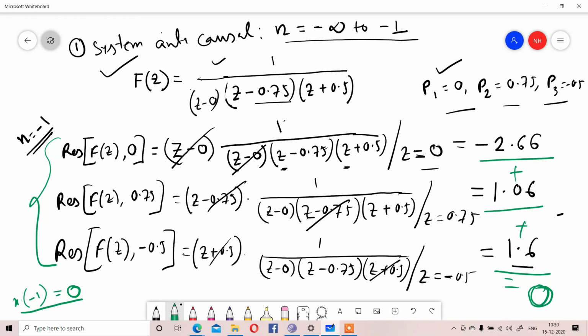That means the system is not anti-causal. So simply the system is not anti-causal, the system is completely a causal system, and the result is whatever the result you have got for the causal case, that is x(n) equal to 4 by 5, 0.75 whole to the power n minus 0.5 whole to the power n. So that is your result for the given problem.